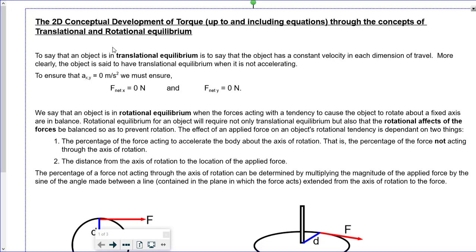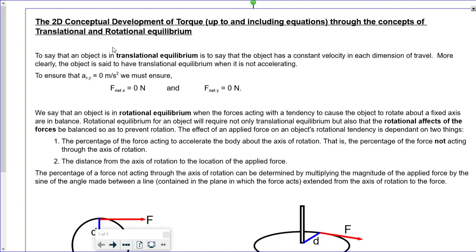The effect of an applied force on an object's rotational tendency is dependent on two things: one, the percentage of the force acting to accelerate the body about the axis of rotation, that is, the percentage of the force not acting through the axis of rotation, and two, the distance from the axis of rotation to the location of the applied force.